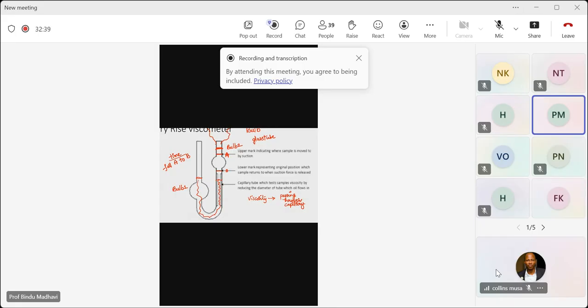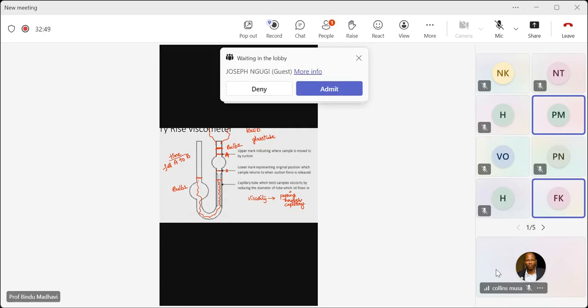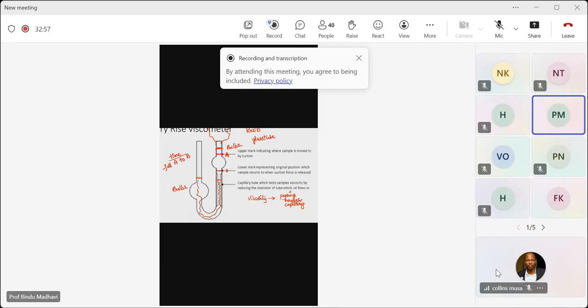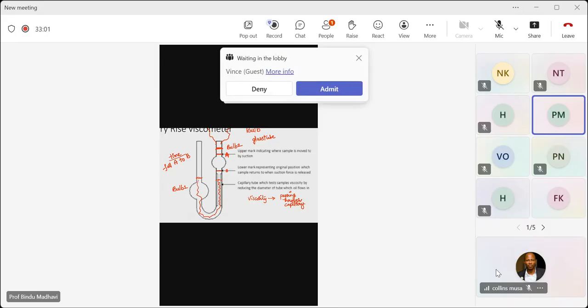So that is the simple principle involved in the measurement of viscosity using a capillary rise viscometer. When viscosity is there, it is going to resist the flow. More viscosity, more resistance to flow. The liquid flow between A and B is dependent on the viscosity. More viscosity, more time to pass. Less viscosity, less time to pass.